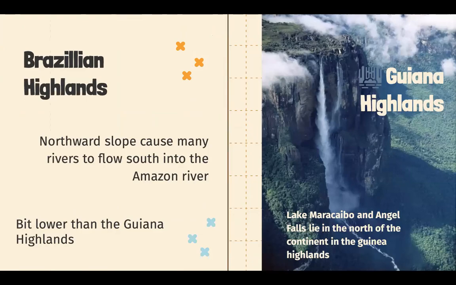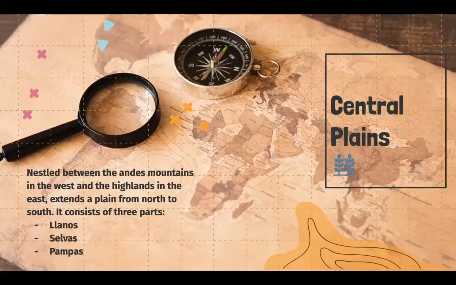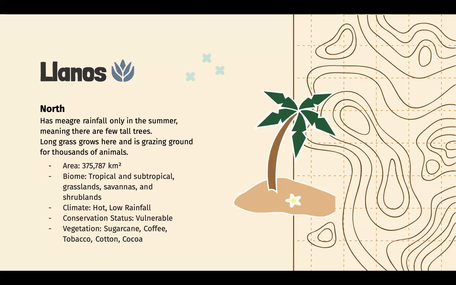The Central Plains are nestled between the Andes Mountains in the west and the highlands in the east, and extend a plain from the north to the south. It consists of three parts: the Llanos, the Selvas, and the Pampas. So the Llanos is in the north and has meager rainfall only in the summer, meaning there are few tall trees, and long grass grows here, so it is a grazing land for thousands of animals.